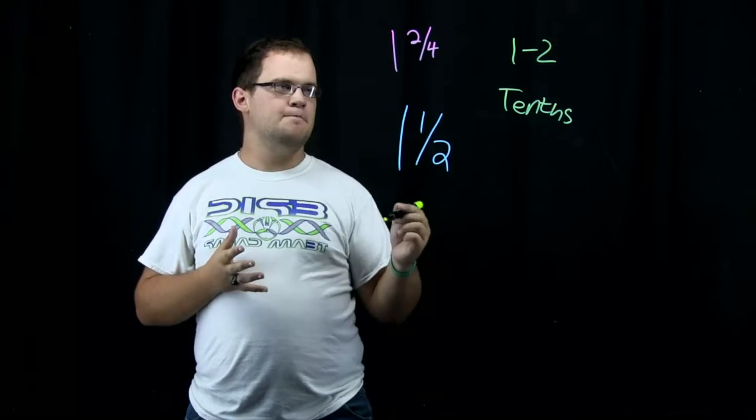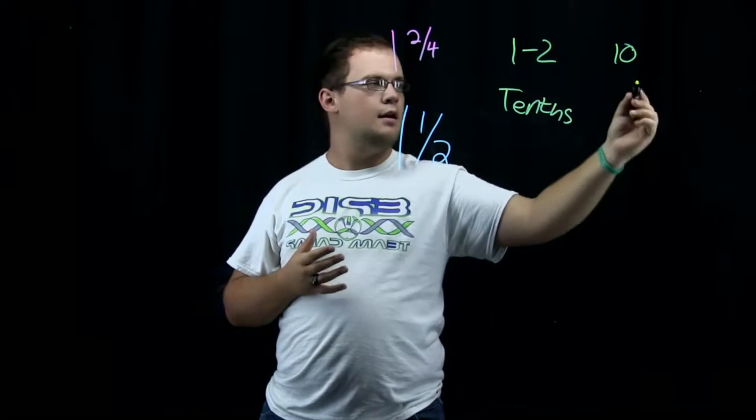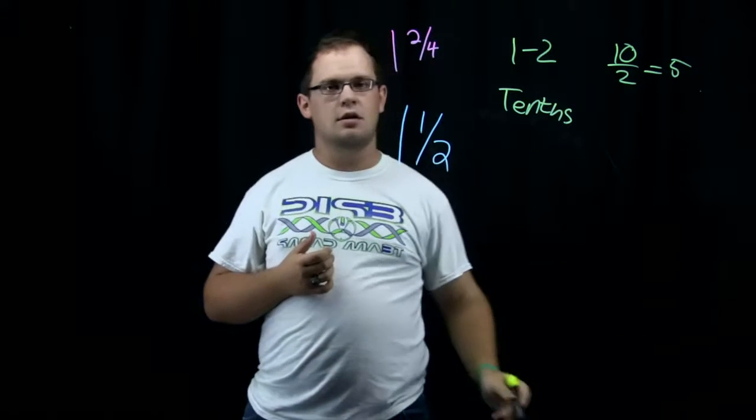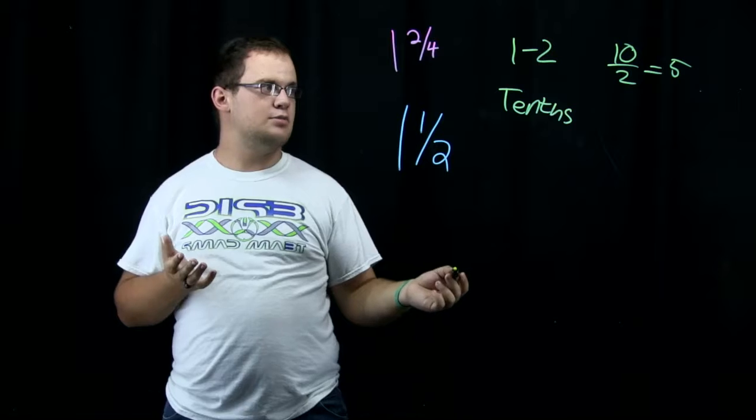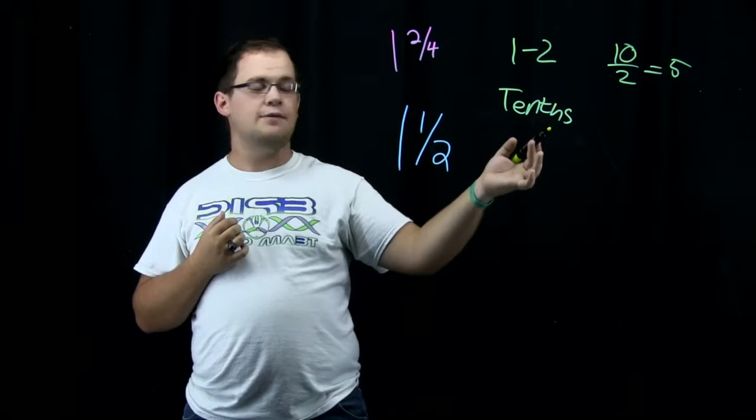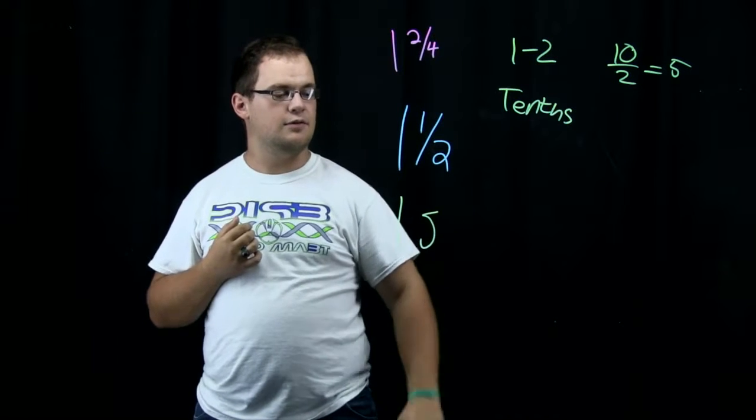And if we think about it, if we have the number 10, what is half of 10? Well, 10 divided by 2 equals 5. So if we go to put this into tenths, or into decimal form, I guess is what I should say, we then take half of the tens away, so you're left with 1.5.